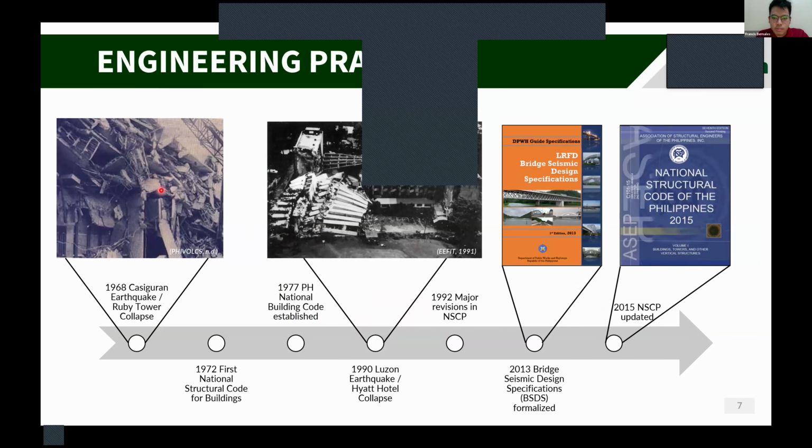Exploring the evolution of engineering practice in the case of the Philippines, because this may be different from places like Lebanon or the US or New Zealand and even Italy. The main driver for seismic design in the Philippines happened in 1968, when the Ruby Tower collapsed as a result of the Casiguran earthquake. This is a building located right outside Chinatown in Manila. It totally collapsed. So this became the driver for the very first national structural code, and then 5 years later, the building code was officially established.